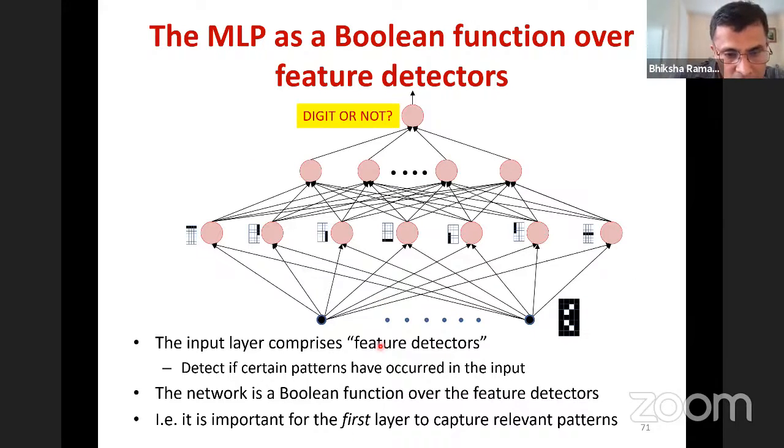Now, when you have a more complex structure, let's say you have a network which looks at this grid of pixels, like your old LED watches, and it outputs a 0 or 1, depending on whether it thinks this grid of pixels contains a digit or not. You would have a 2-layer network of this kind. The first layer would comprise feature detectors, which detect specific patterns in the input, like the horizontal bar or the vertical bar to the edge on the top, the vertical bar to the edge at the bottom, and so on. And then the rest of the network is simply a Boolean function over these feature detectors.